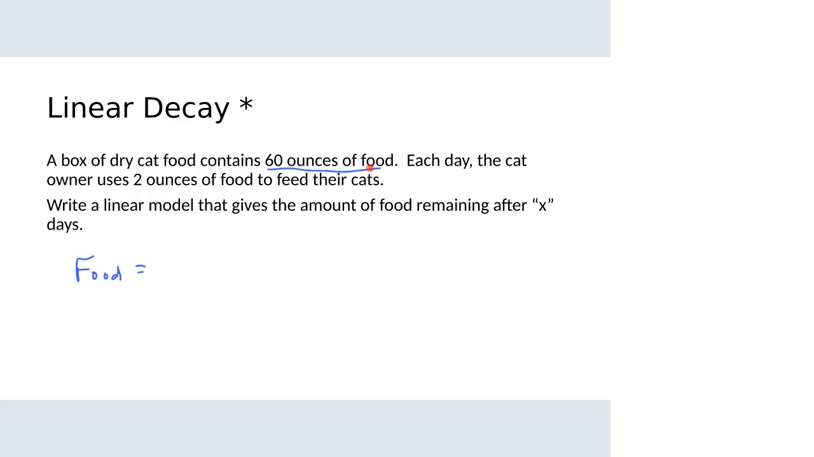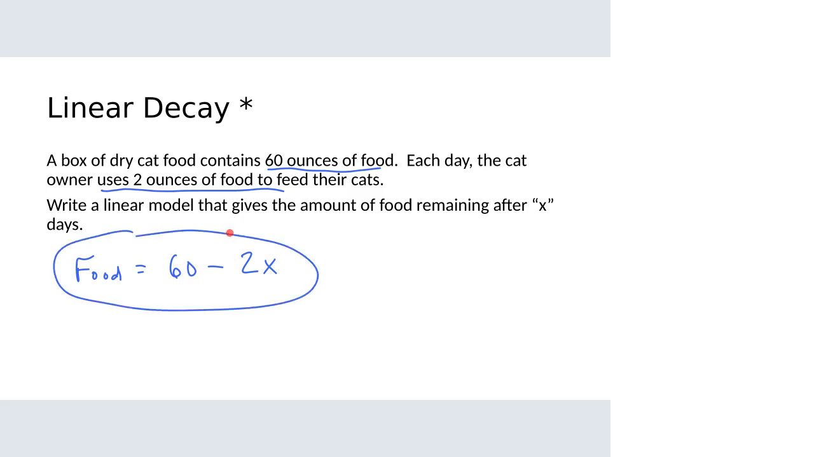well, we're starting with 60 ounces of food, and we're going to use 2 ounces per day. So we're using it, so we're subtracting. So the amount of food in the container is going to get lower and lower and lower because we're subtracting. And then they use 2 ounces per day. So we want to take 2 ounces and multiply that by the number of days. That's how much food they've used. If we subtract that from how much there was when they started, we wind up with how much food's left, and there's our model that gives us the amount of food that remains after X days.